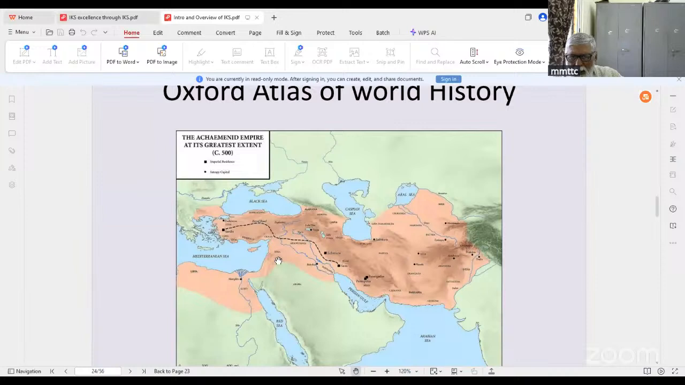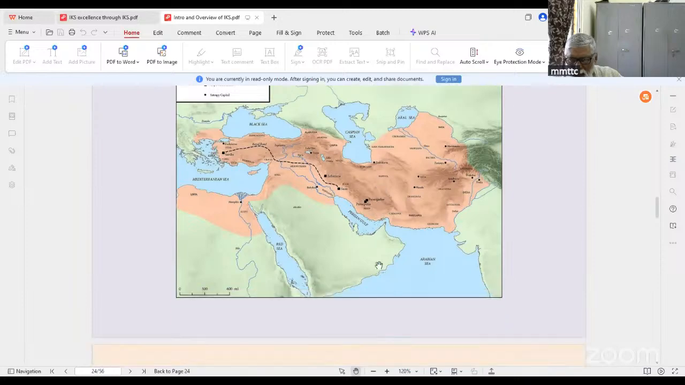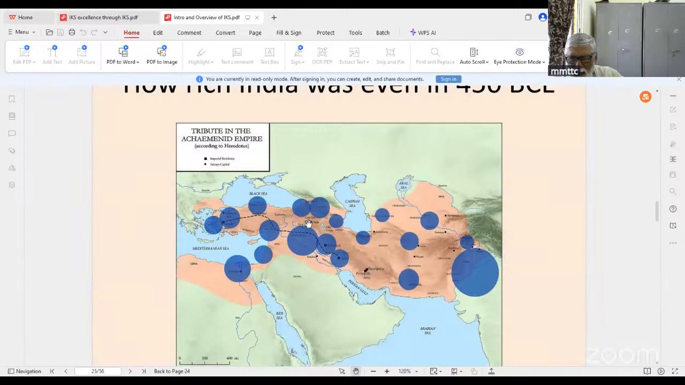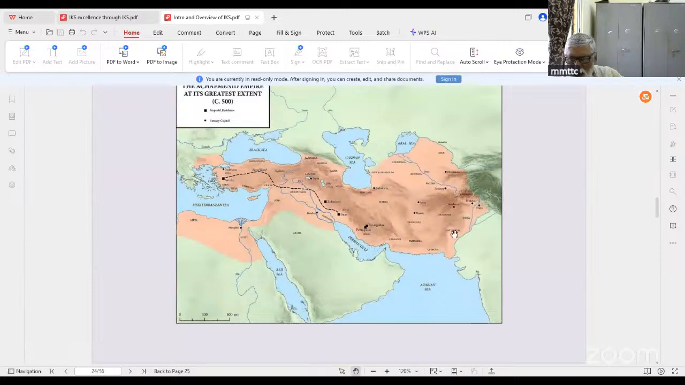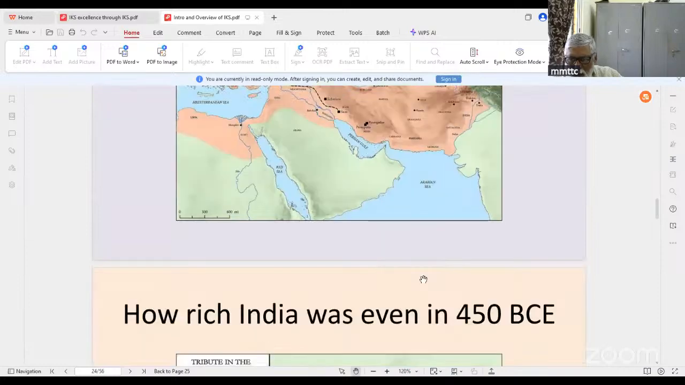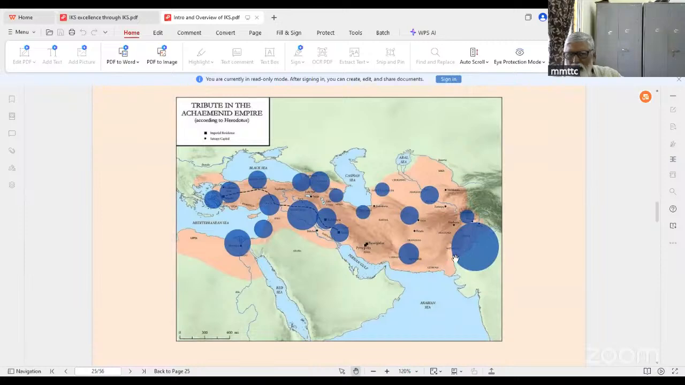This is the Achaemenid Empire around 500 BCE, extending all the way to the western part of India. They were ruling here. And how did they get money? You will see here, this is the money for this empire. Maximum came from the small portion of the Indus Valley they were occupying, but they got maximum money from its revenue. So it was so rich. That's the reason everybody came here to loot.